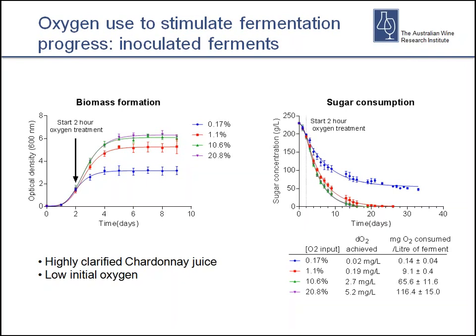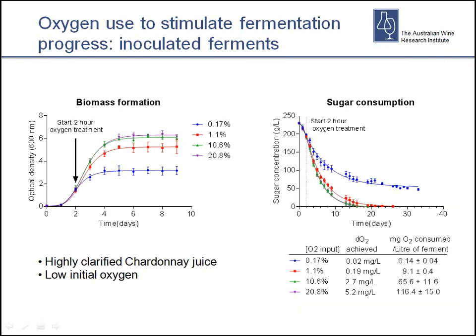We looked at this capacity to stimulate fermentation, again in highly clarified Chardonnay juice with low initial oxygen. In this work, we added air until dissolved oxygen concentration of 0.19 or 2.7 or 5.2 mg per litre was achieved. These concentrations were held for 2 hours, 48 hours post-inoculation, when the ferments were in mid-exponential growth phase, so the arrow in the growth curve is pointing to where we treated with oxygen. And again in the fermentation curve there, very little sugar had been used by that point.